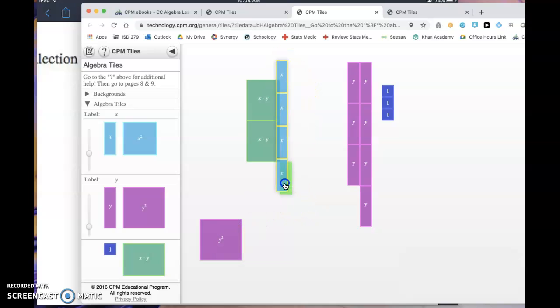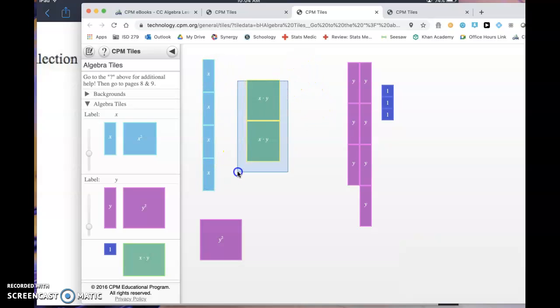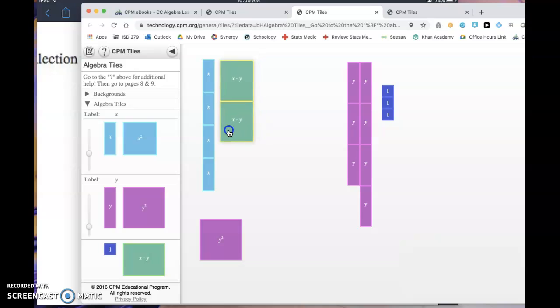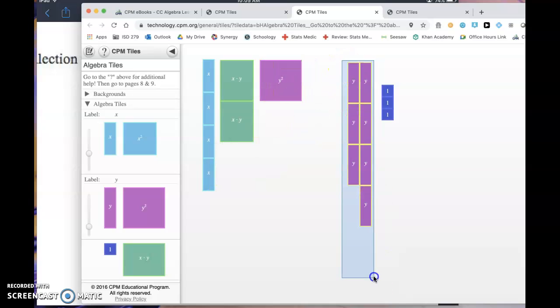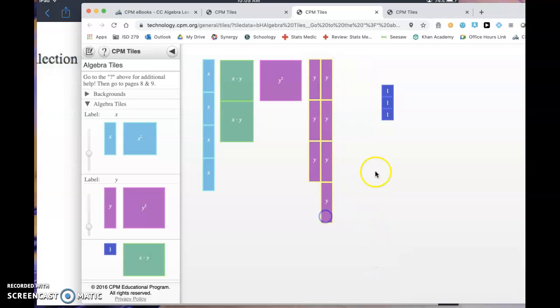I do like to write these things in alphabetical order, so I'll put the x's first. I don't have an x squared here. Then I'll put the xy up there. Notice this, it matches this dimension, but it's not the same shape, so it's kind of got to be on its own now. And then I've got some y's coming along. And then, oh, there's some unit tiles. Okay, check that out.